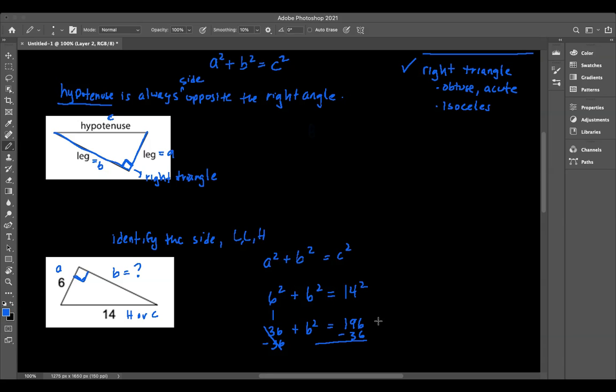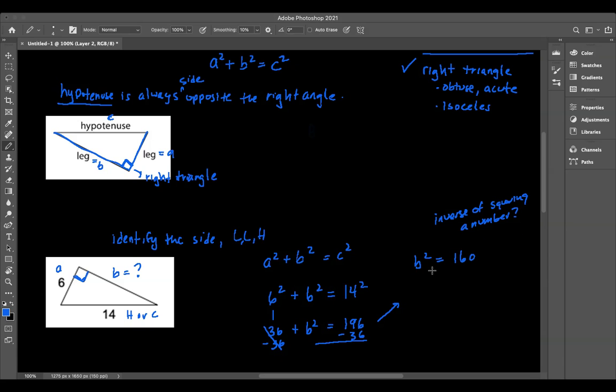Now we end up with, I'm going to move this up here because I have another problem down here, b squared equals 160. Now the question is, we have b squared here. We don't have 2b equals 160. Now we have b squared. So the idea is, what's the inverse of squaring a number?